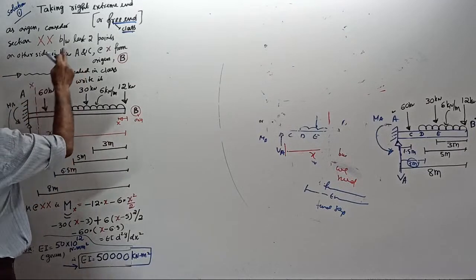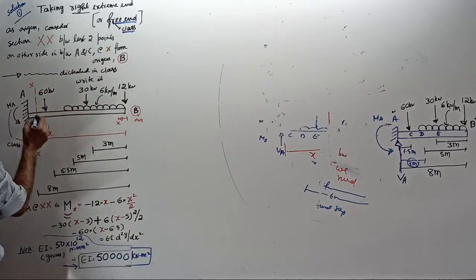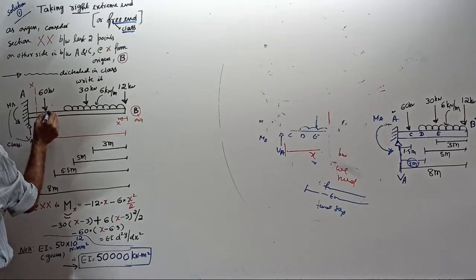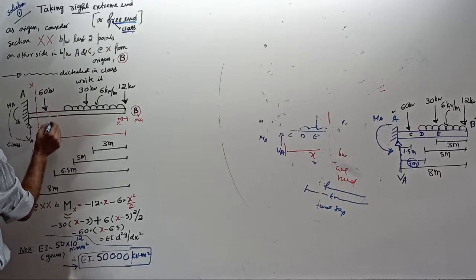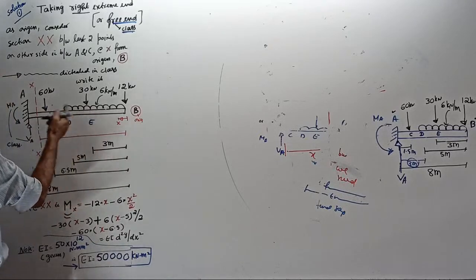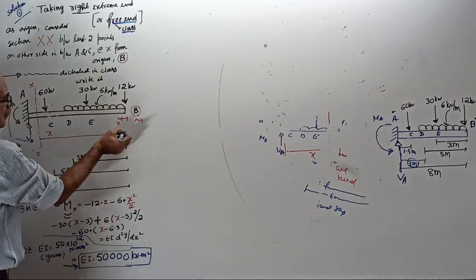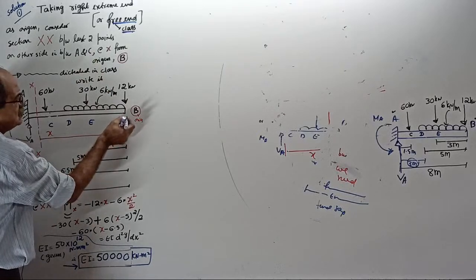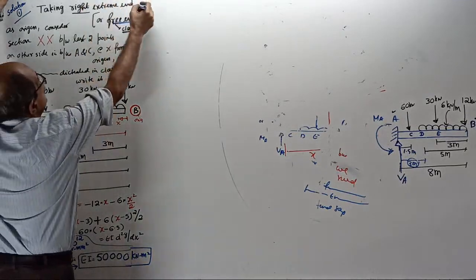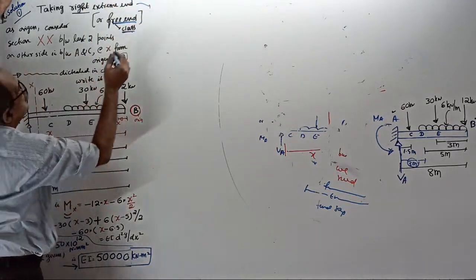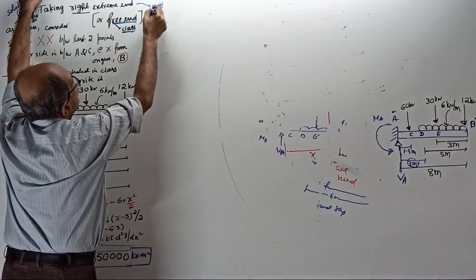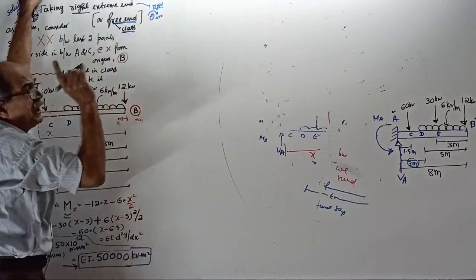between the last 2 points on the other side, that is between what? A, B, this is C, this is D, this is E. Between the last 2 points on the other side at X from origin B. So your X goes this way, B is the origin. Remember, since your right extreme end is origin, theta is clockwise positive.